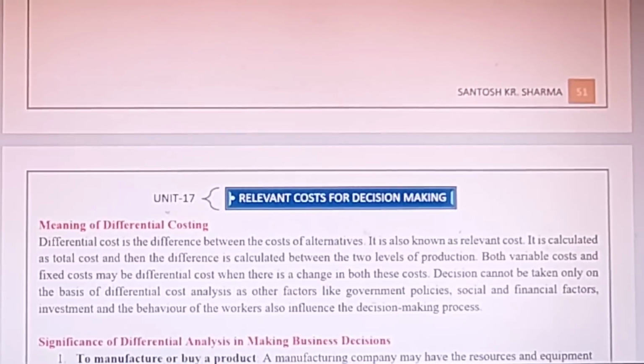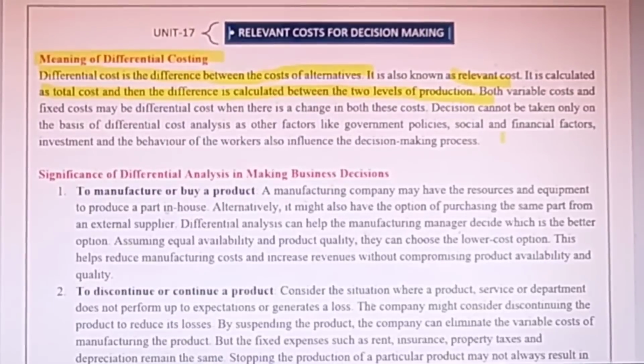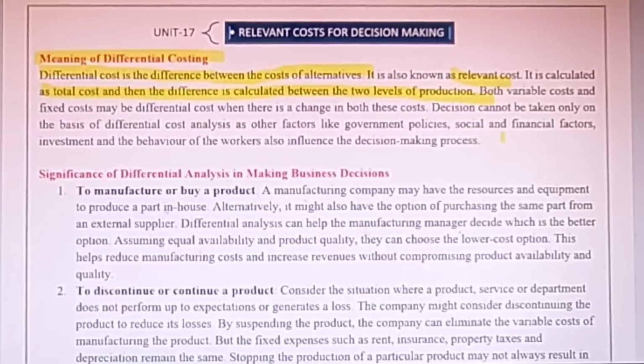Let's move ahead to the next unit. Unit 17, relevant cost and decision making. You should know about differential costing. Differential cost, I will explain about this also. It is the difference between the cost of alternatives. It is also known as relevant cost. It is calculated as total cost and then the difference is calculated between the two levels of production. Basically, this cost helps to take decisions, relevant cost or differential cost.